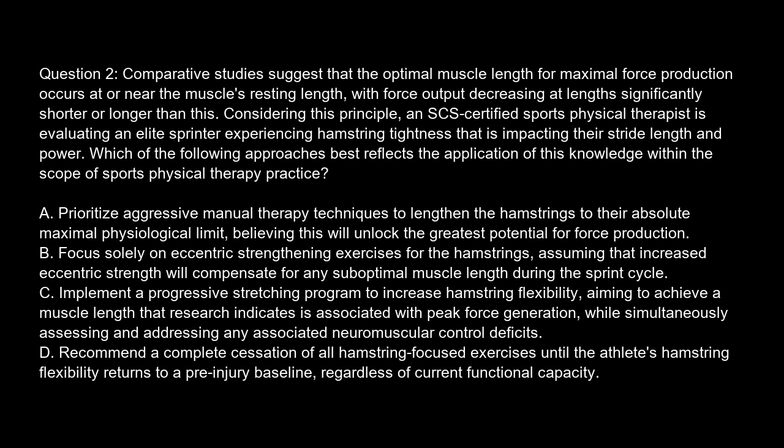Option C. Implement a progressive stretching program to increase hamstring flexibility, aiming to achieve a muscle length that research indicates is associated with peak force generation, while simultaneously assessing and addressing any associated neuromuscular control deficits. Option D. Recommend a complete cessation of all hamstring-focused exercises until the athlete's hamstring flexibility returns to a pre-injury baseline, regardless of current functional capacity.